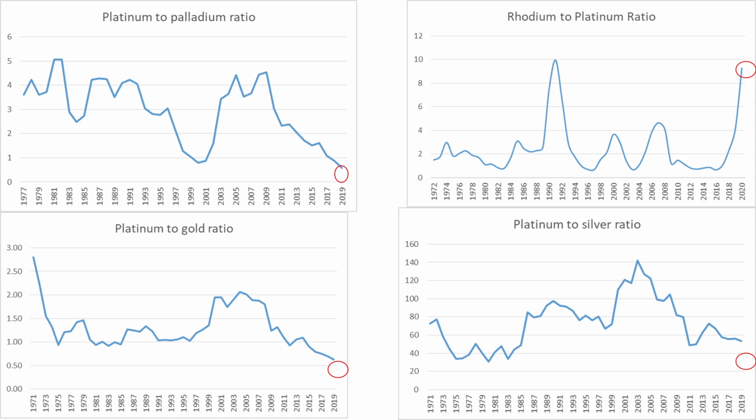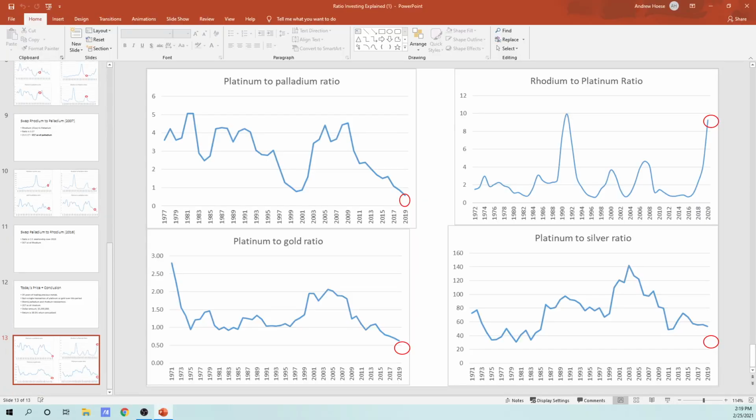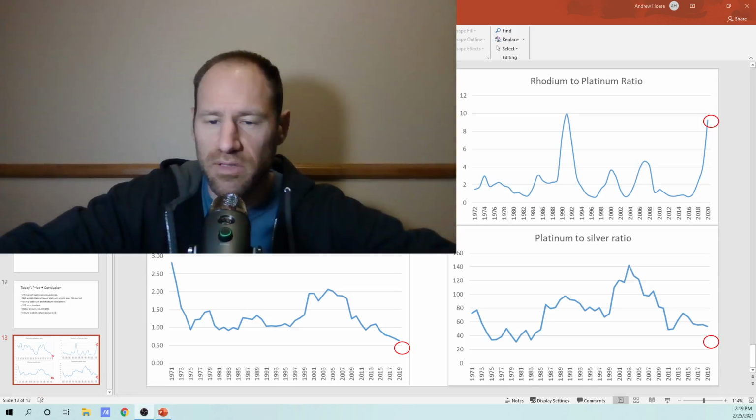And right now, we've got platinum that is cheap against palladium. We've got rhodium that's expensive against platinum. We have platinum that's cheap to silver, and we have platinum that is cheap to gold. So platinum at the current time is cheap in relationship to all the other metals.